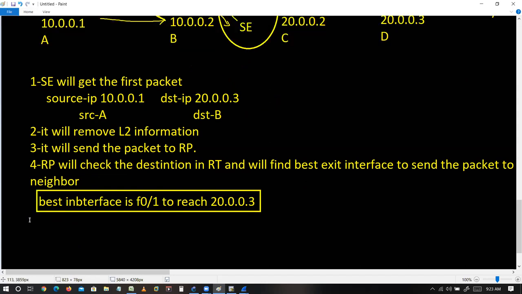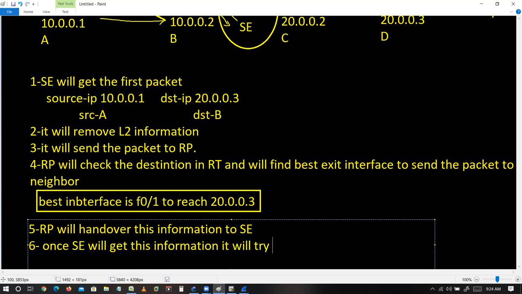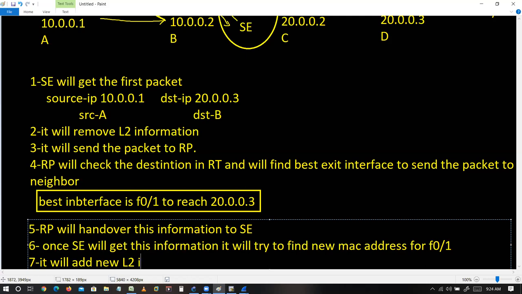Now the fifth step, RP will hand over this information to the switch engine. Reason, we have to add some new headers, right? Sixth, once the switch engine gets this information, it will try to find the new MAC address for F0/1. Okay, so right now it will check the interface. Do I have this interface? Yes, it has an interface, right? The seventh thing, it will add new L2 information and will send the packet out to the interface.